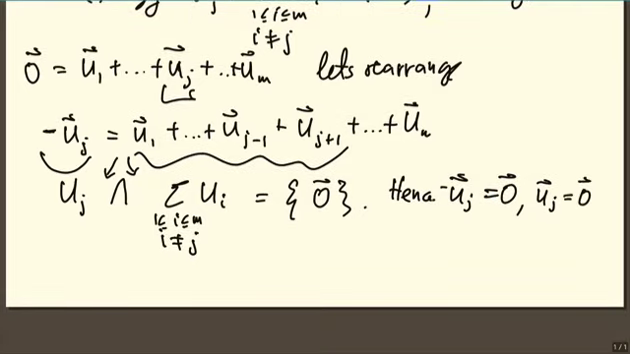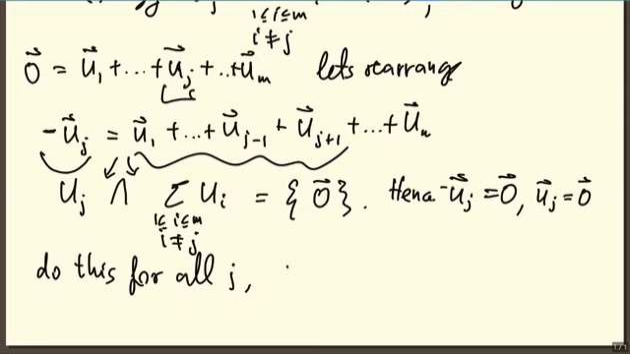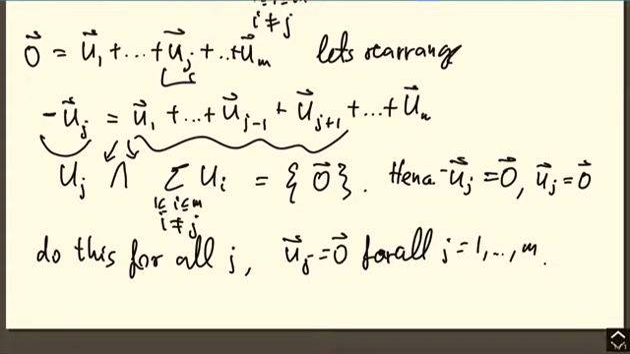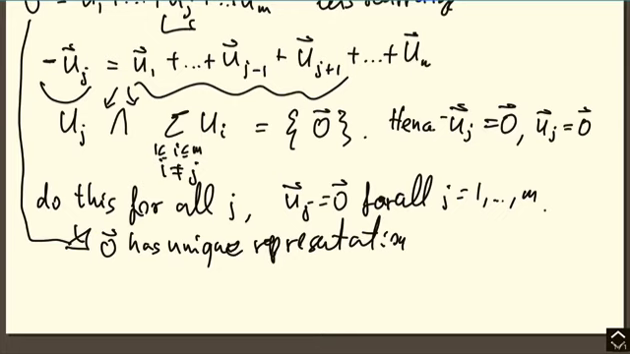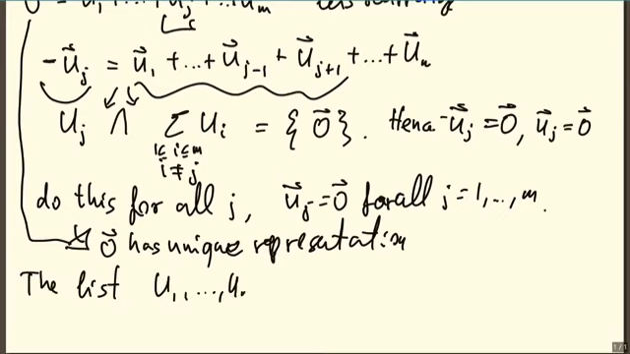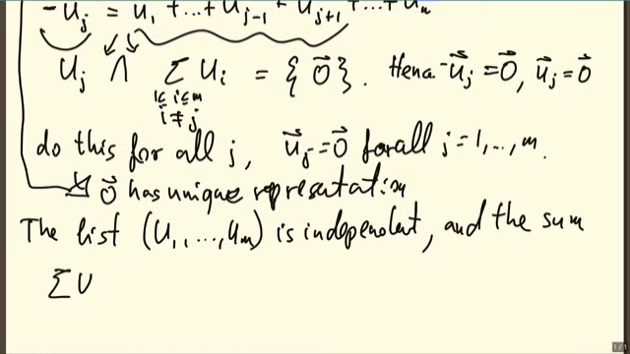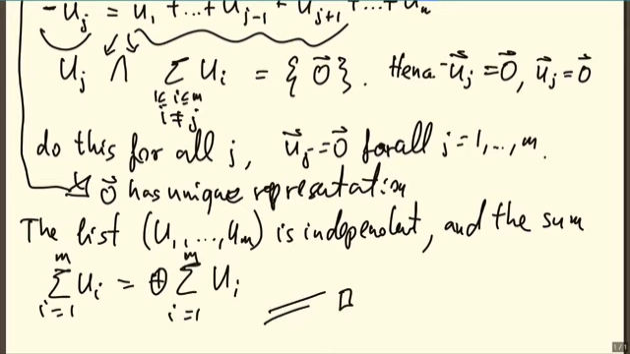Doing this for all j, we get that uj equals the 0 vector for all j going from 1 to m. That means this representation of the 0 vector is unique. And that means that the list u1 all the way to um is independent, and the sum of the ui's is a direct sum. So this finishes the proof, both directions.